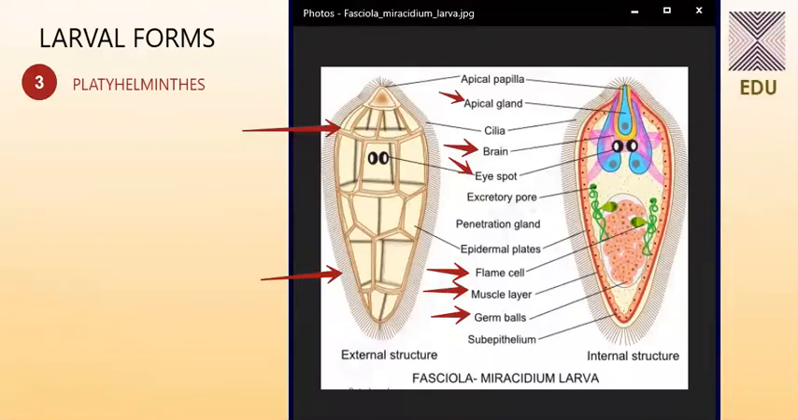So at the very end you have the sub epithelium, you have the excretory pores over here, as we have the flame cells as the excretory cells in the Miracidium larva. So this is the basic structure of this particular larval form, which is present in the Fasciola hepatica in the Platyhelminth group.